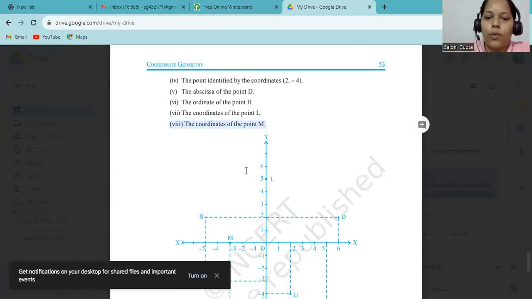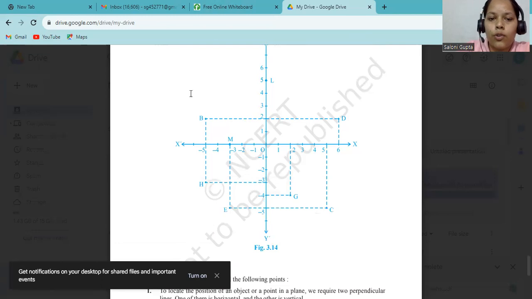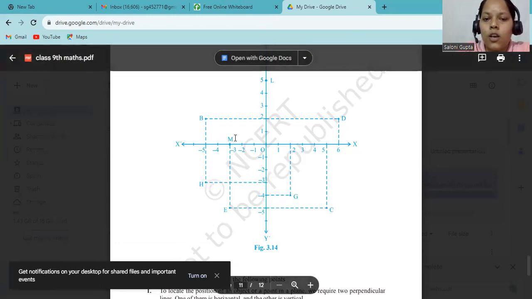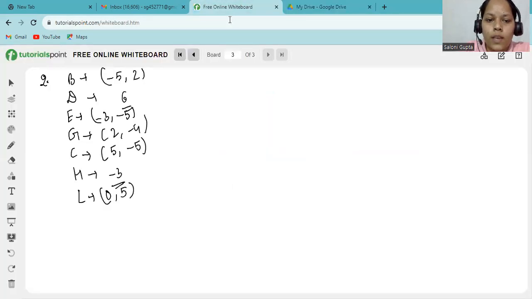Then the coordinates of the point M. Now you can see this is lying on the x-axis, so that means the y coordinate will become 0. So this will become -3, comma 0. Clear everyone? So this will become -3, comma 0.